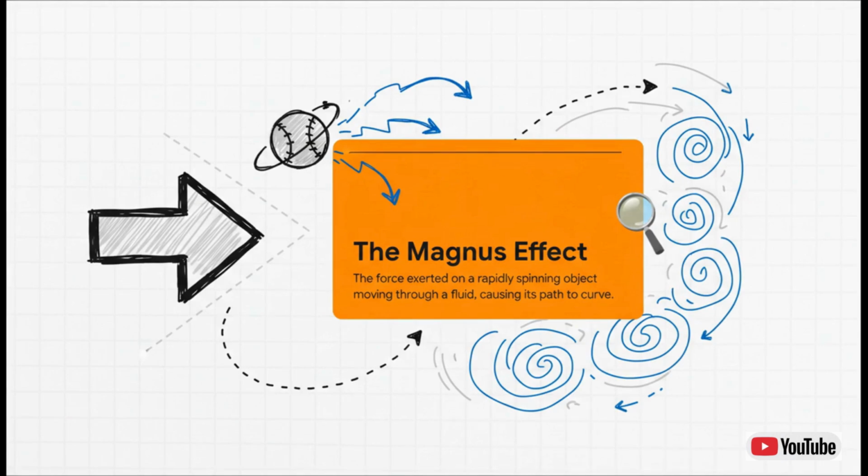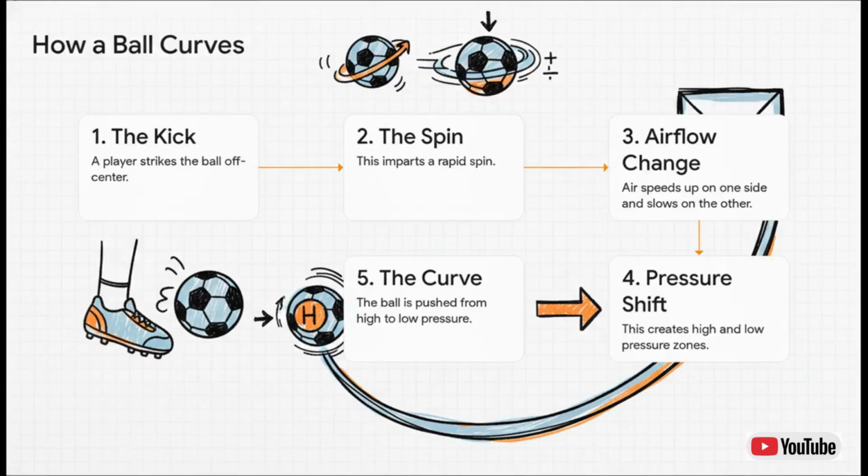Basically, it's all about what happens when a spinning thing moves through a fluid, in this case, the air. That interaction is what creates a sideways force that literally pushes the ball off its straight path. So how does this actually work on the field? Well, believe it or not, it's a pretty straightforward 5-step process. First, the kick. The player has to hit the ball off-center to get it spinning.